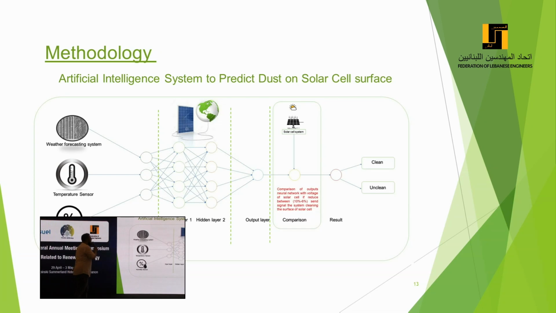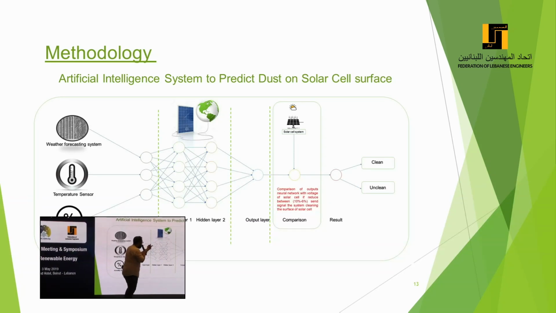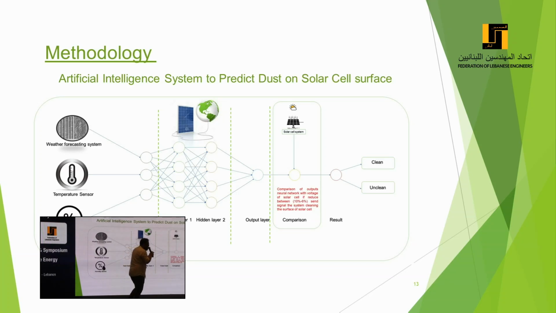Methodology: an artificial intelligence system to predict dust on the solar cell. The neural network has 3 layers: input layer, hidden layers, and output layer. This system predicts the voltage at this time for comparison with the voltage from the solar cell. If this voltage is less by between 6 and 10% than the voltage of the solar cell system, the system takes the decision to clean or not.